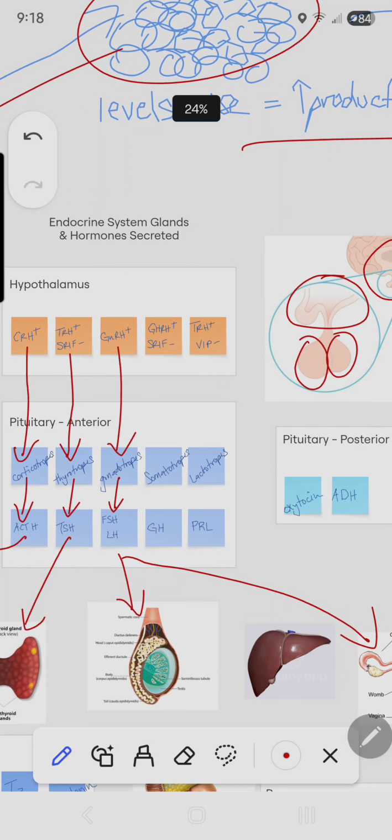Now, the next hormone to be secreted by the hypothalamus is going to be your growth hormone releasing hormone, as well as somatostatin. That's going to target your somatotropes within the anterior pituitary, and that is going to release in turn your growth hormone. Growth hormone generally starts working on the liver.